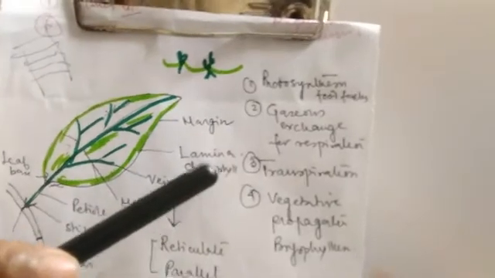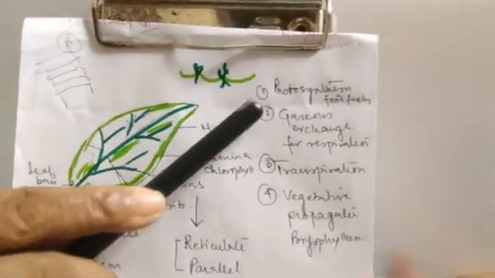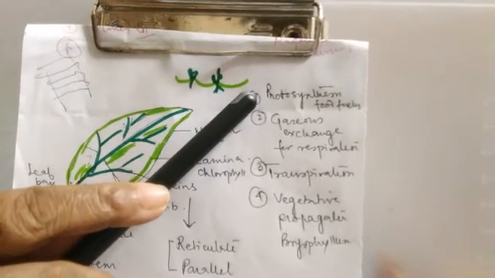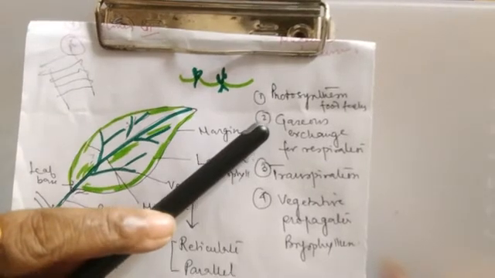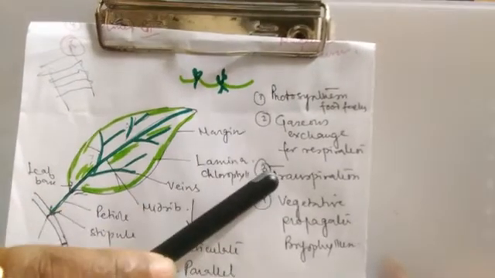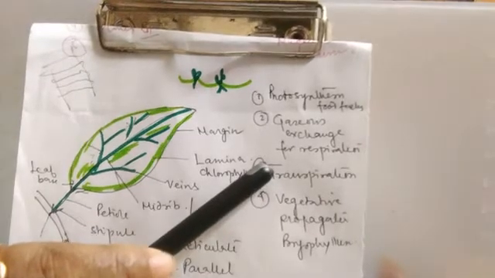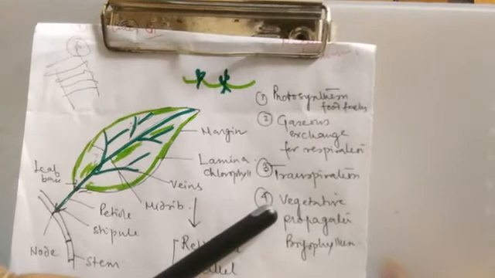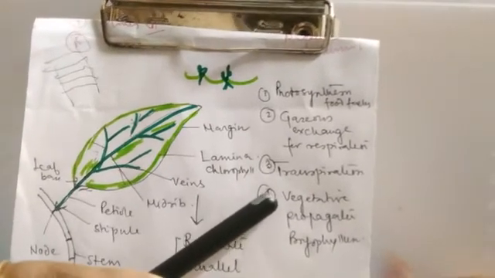So what are the functions of the leaf? Number one, it helps in photosynthesis, and it is called the food factory because it produces food. It helps in gaseous exchange during respiration and photosynthesis. It helps in the release of excess water vapor, which is transpiration, and it also helps in the production of new plants, that is reproduction, vegetative propagation. Clear? So these are the functions of the leaf.